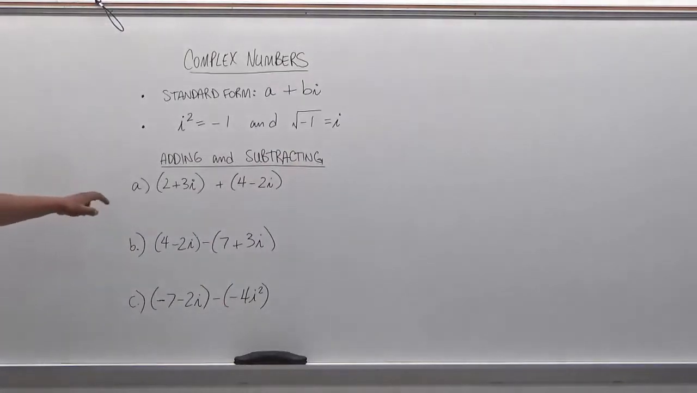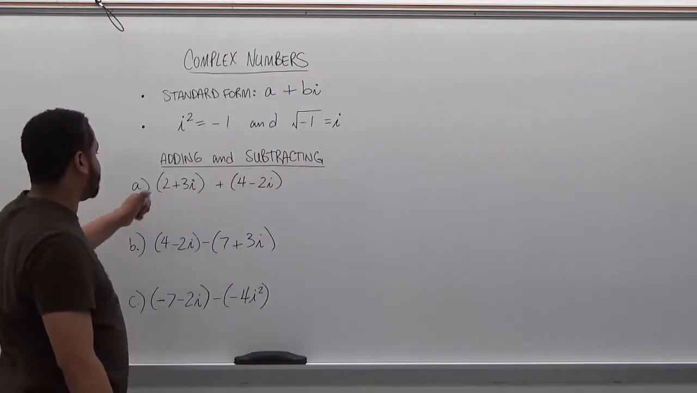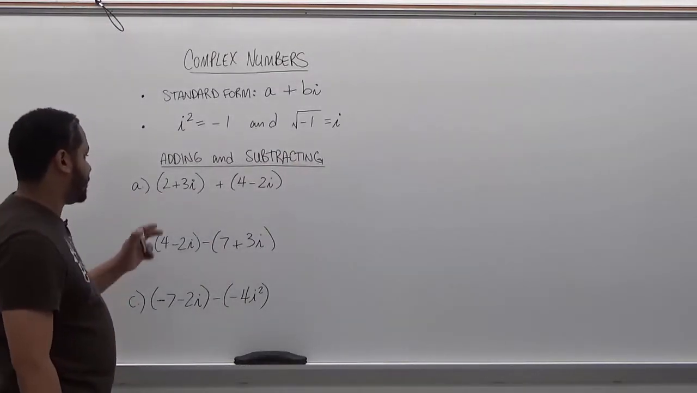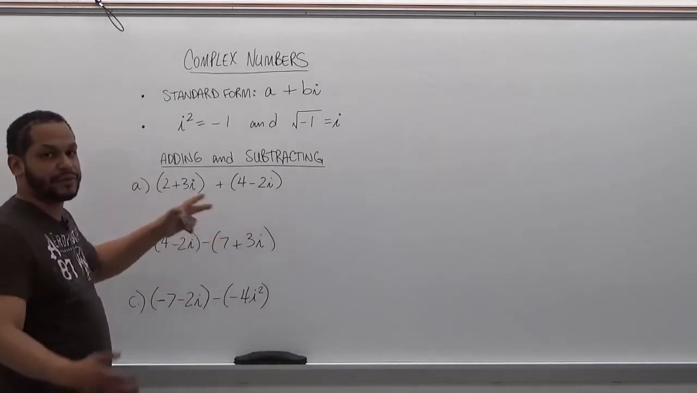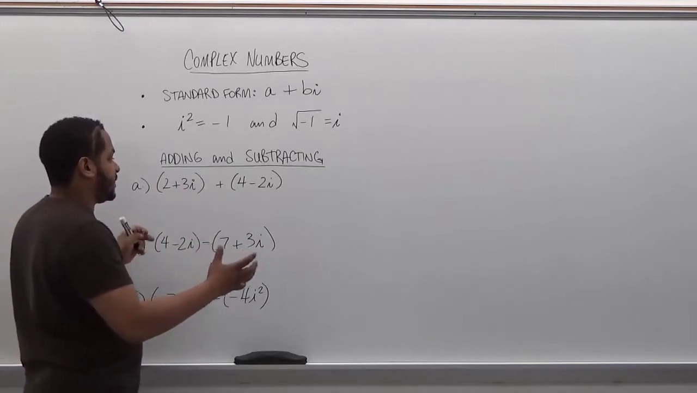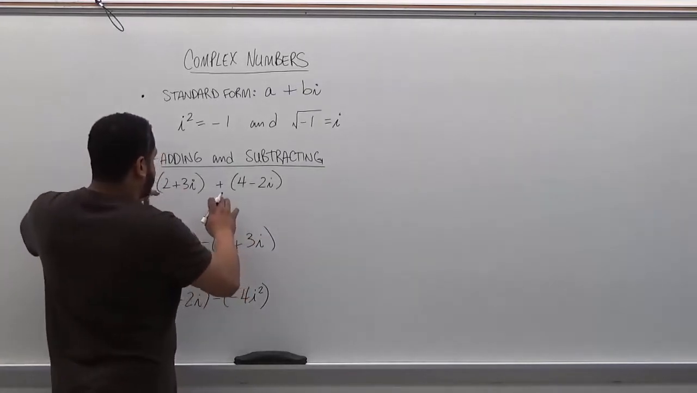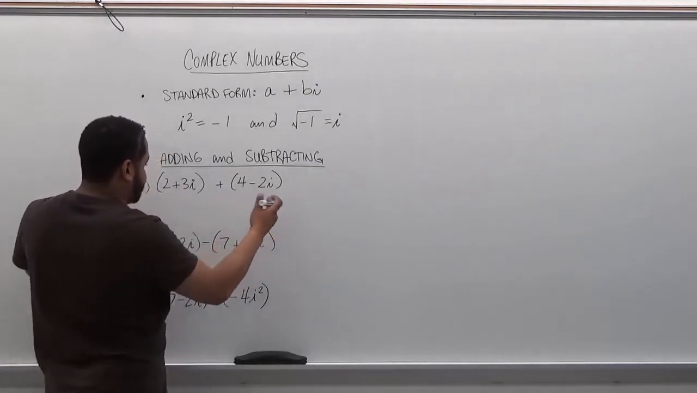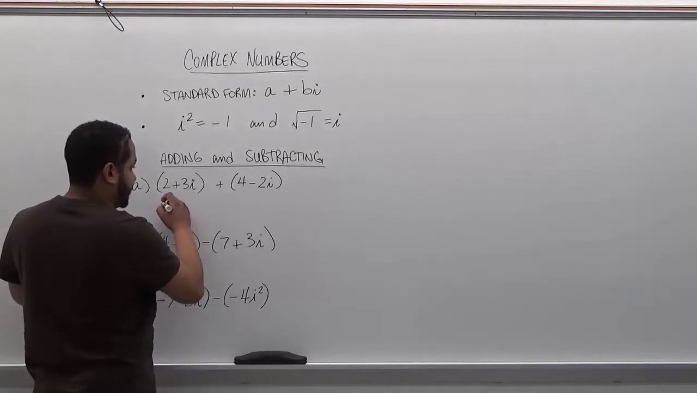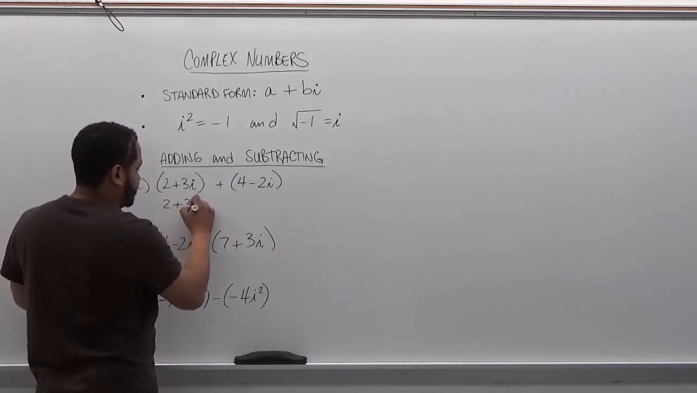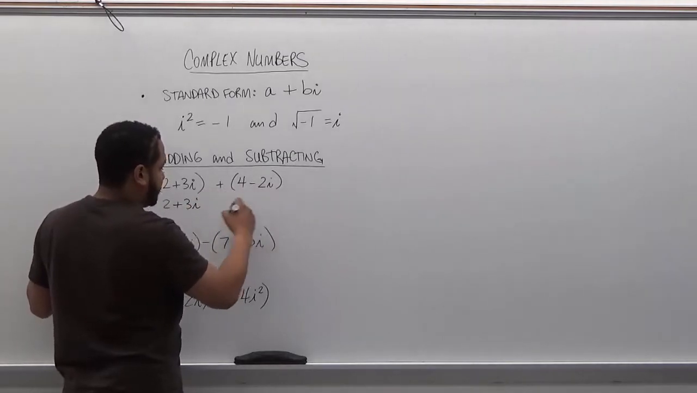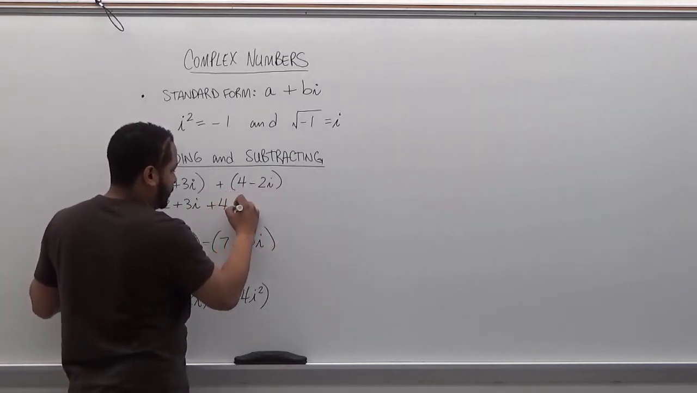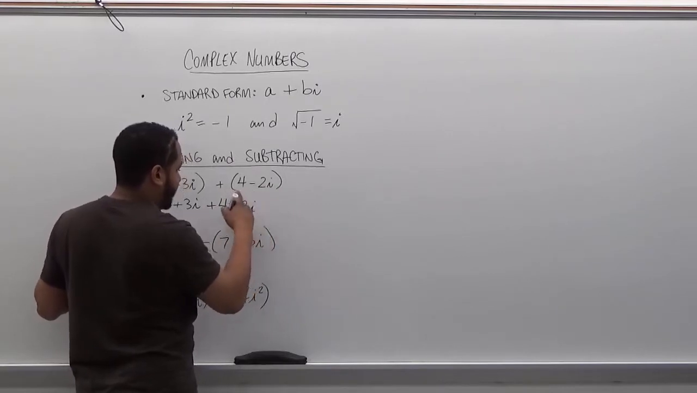In our first problem, we have 2 plus 3i plus 4 minus 2i. And here we're adding the two sets together. So what we want to do is isolate the terms by first bringing down the parentheses and then combining the like terms. So first we're going to have 2 plus 3i. Here the plus is going to change none of the signs. We just bring down the parentheses and we get 4 minus 2i when we add.